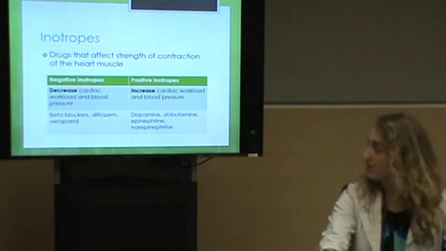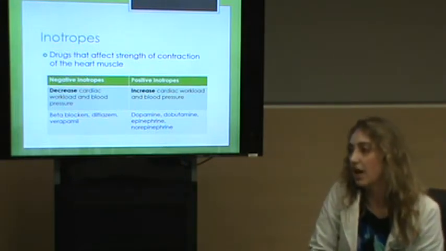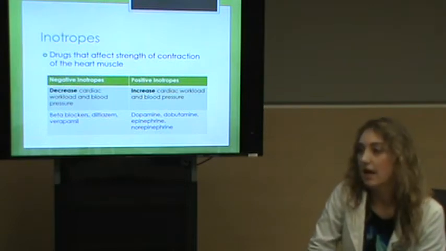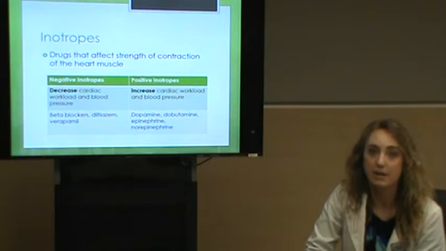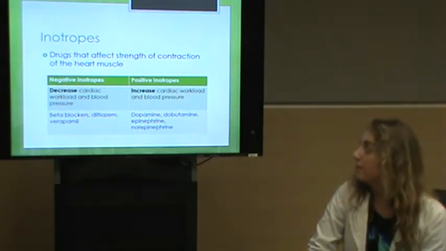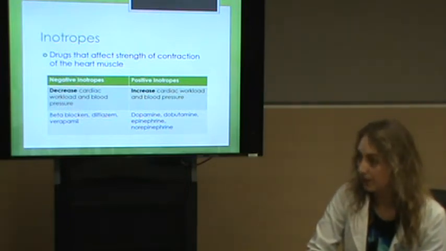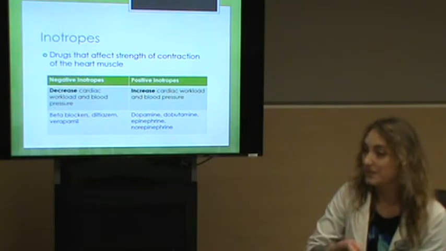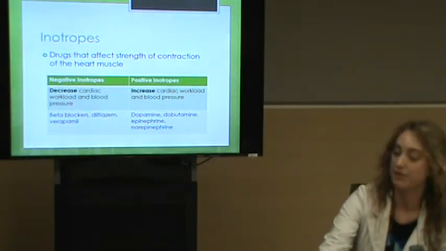All right, then for inotropes, we have negative or positive. The negative inotropes cause a decrease in the cardiac workload, and by doing that, they end up decreasing your blood pressure. So you would think of beta blockers, calcium channel blockers like diltiazem and verapamil. The positive inotropes end up increasing your cardiac workload and increase your blood pressure. That would be the vasopressors that we just referred to earlier, like dopamine, dobutamine, epinephrine, and norepi.